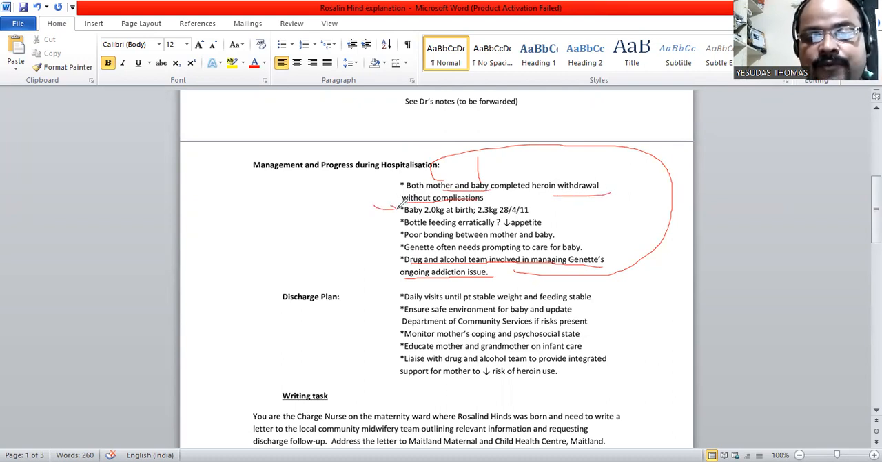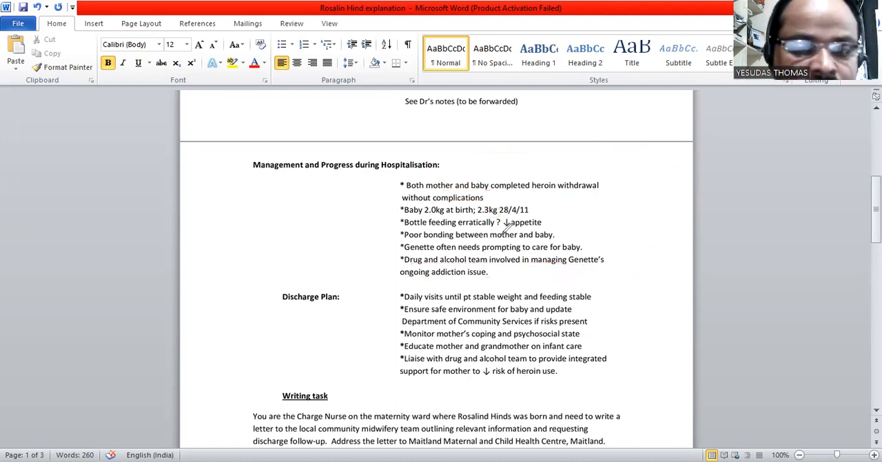Now the baby gained around 300 grams in weight at discharge. We do have a problem here, low birth weight, because of something else. We do have erratic bottle feeding, and queries about appetite, probably because the baby does not have enough appetite. And we can say that the mother and the baby don't have a strong bond, and the mother needs prompting to care for the baby. So the drug and alcohol team, as we mentioned earlier.